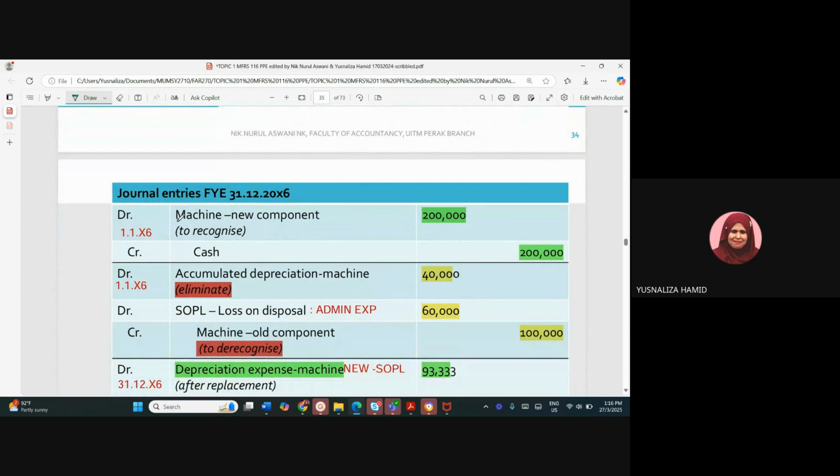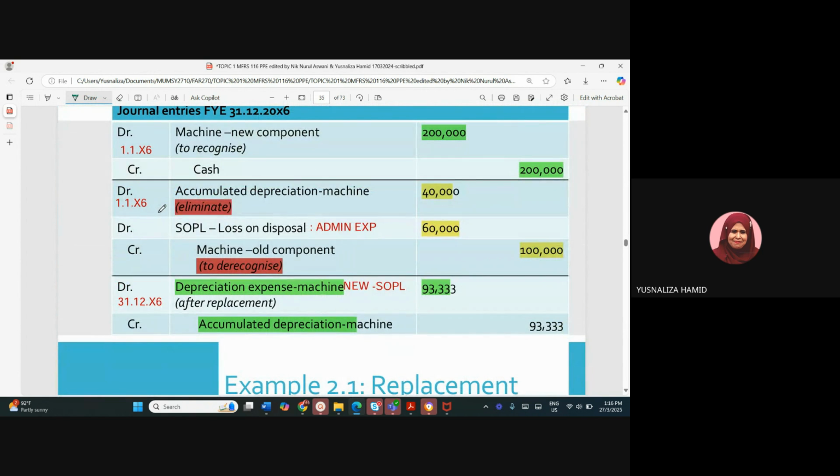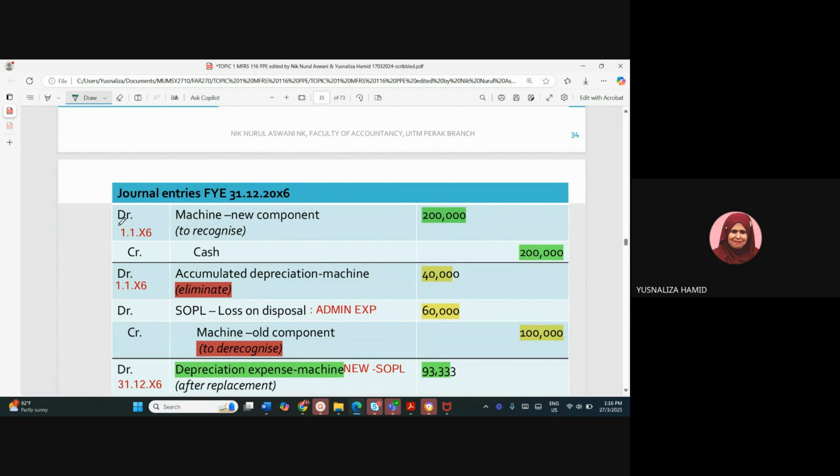So let us look at how we record this in our books of accounts. Number one, always look at when is the year end. The year end is 31st December year 6. So all the records that you need to show are for that year end, which will start from the beginning of the year. The beginning of the year is where you have your replacement of component. A component can be replaced throughout the year, maybe at the beginning, in the middle, at the end of the year, or in any quarter. This example is illustrating the one at the beginning of the year.